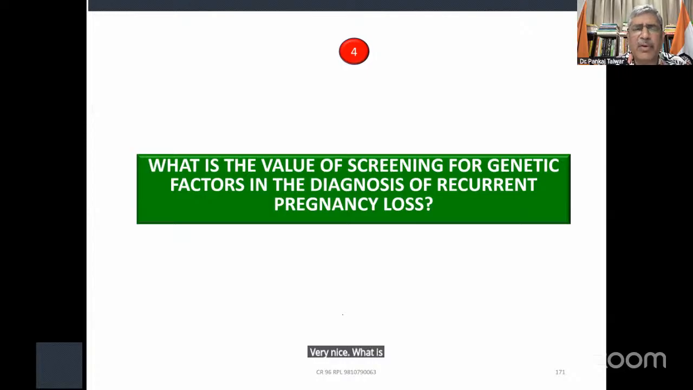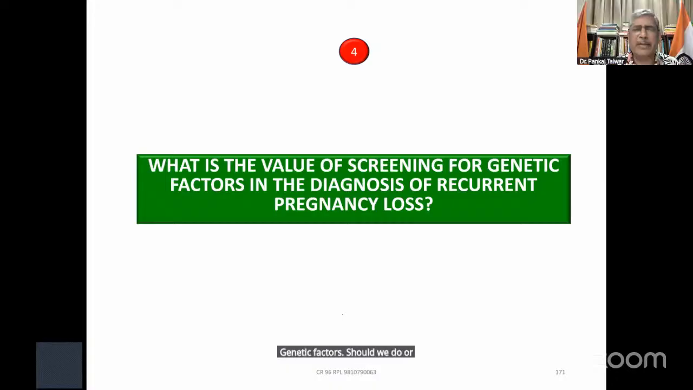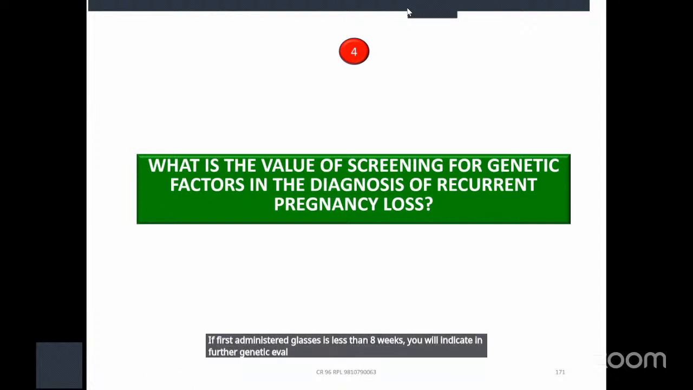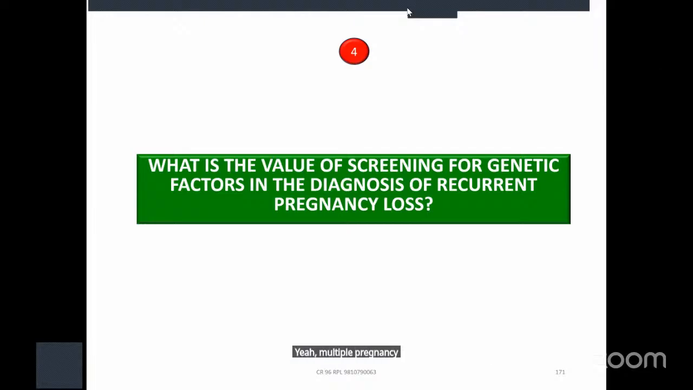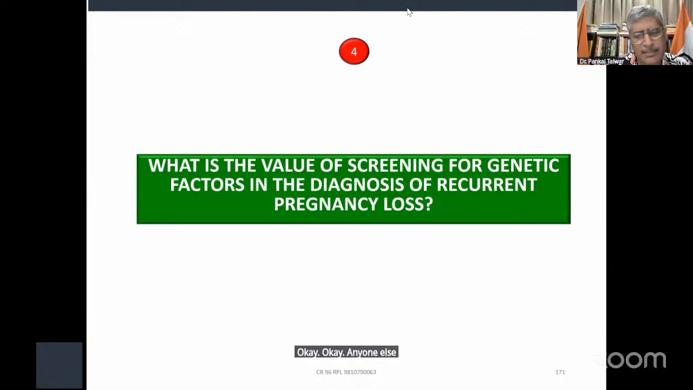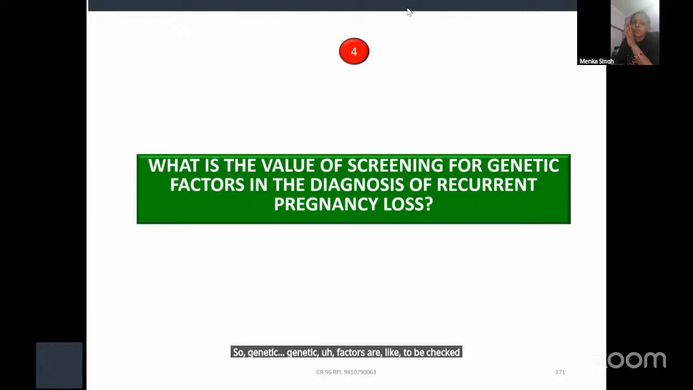What is the value of screening for genetic factors? Should we do it or not? Who will answer this question? If first trimester loss is less than 8 weeks, you will indicate further genetic evaluation. Multiple pregnancy losses in the first trimester, you have to go for genetic evaluation. Below 6 weeks, genetic factors are to be checked once there are two or more losses.